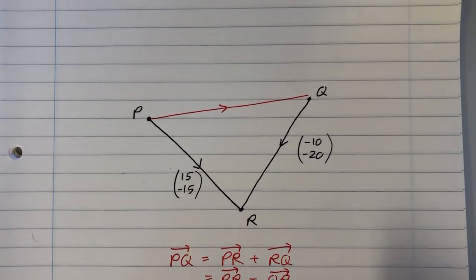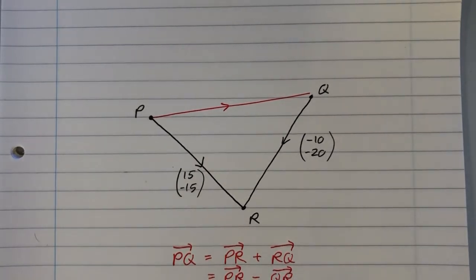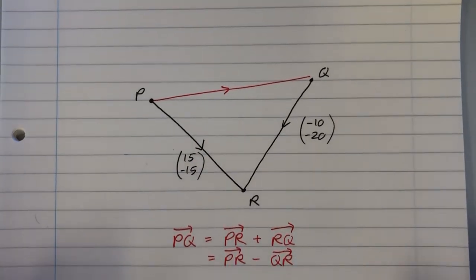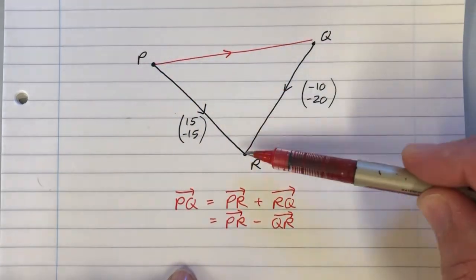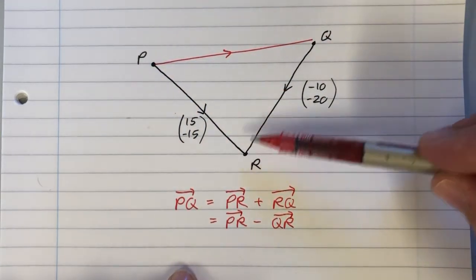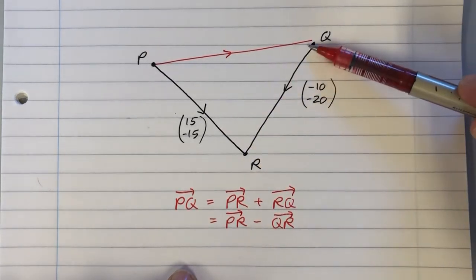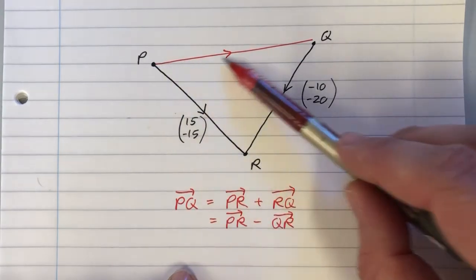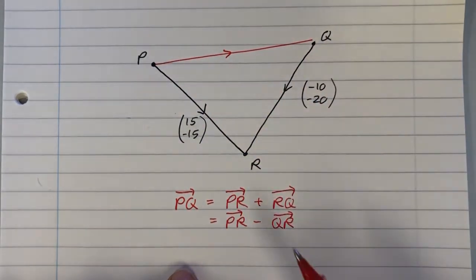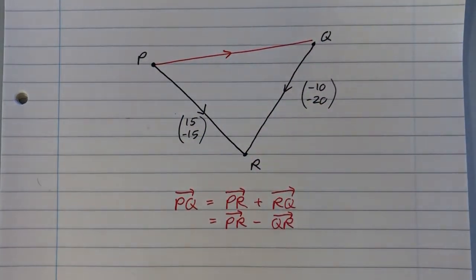If you swap the two letters around, then you're timesing the vector by minus 1. So to get from P to Q, I'm going from P to R, and then I'm subtracting Q to R to get to there. Another way to see it is the vector from P to R is P to Q plus Q to R, and then rearrange to make P to Q the subject. That also works.